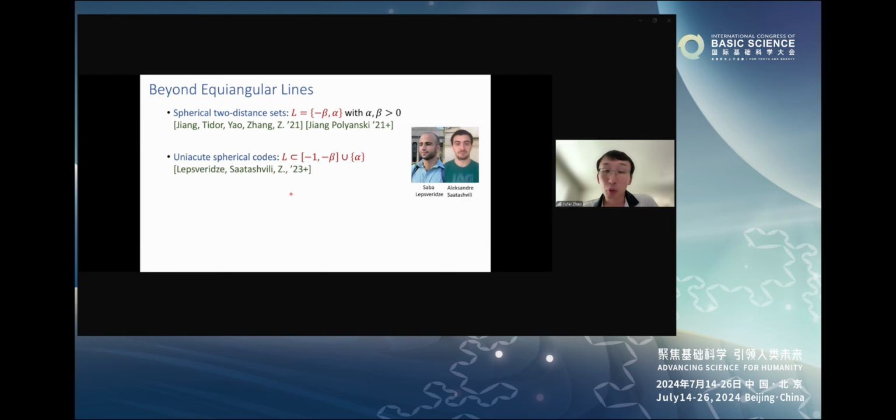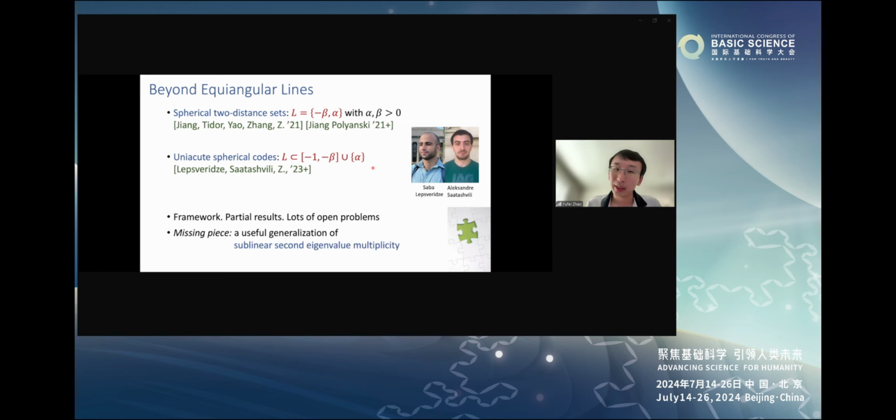Another case that was more recent work with a couple of MIT students, Saba Lapsveride and Alexander Sadashvili, where we looked at these types of codes L having this form. I'll show on the next slide why the specific form of L is somewhat special. But again, the story is that we can prove certain things, but the general problem is wide open. So we have some frameworks, we have some partial results, and a lot of open problems. And even for specific special cases, I think it will be quite interesting.